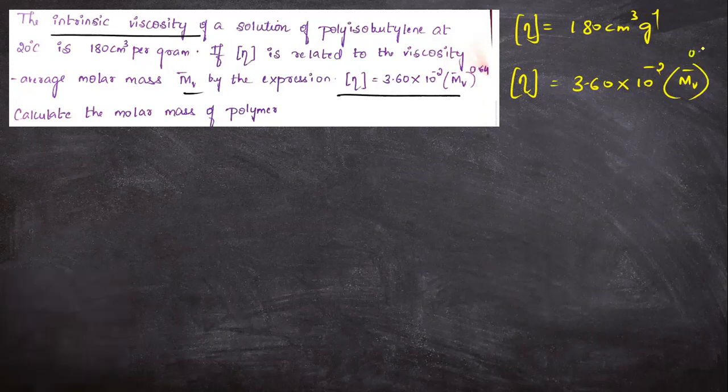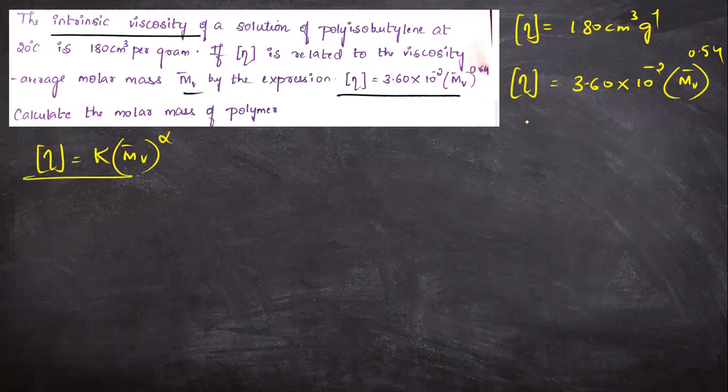So it is 0.54. Okay. We already know our equation, the Mark-Houwink equation, that is eta, the intrinsic viscosity, is equal to K times the viscosity average molar mass raised to alpha. Right. So this is quite similar to this one. They are asking the molar mass of the polymer, that is the viscosity average molar mass. So simply start putting the values.